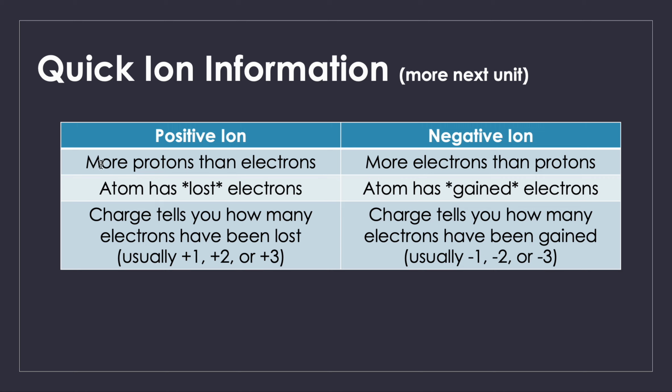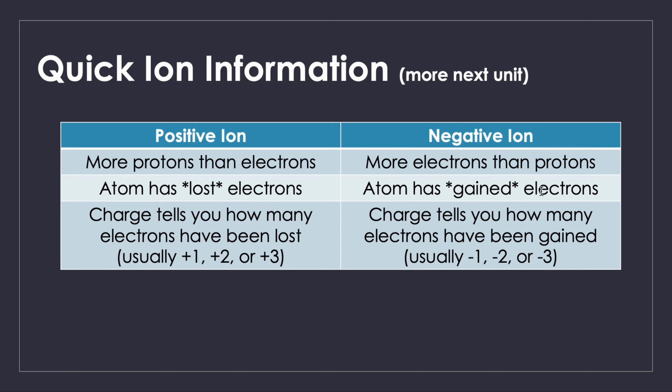A positive ion is when it has more protons than electrons. It is not that you added protons, because when you add protons, you change the element. This is because you are losing or gaining electrons. In this case, positive, you have more protons than electrons. The atom has lost electrons, and the charge tells you how many electrons have been lost. +1, +2, or +3 are the most common. So +1 means it has lost 1 electron, +2 that it has lost 2 electrons, +3 that it has lost 3 electrons.